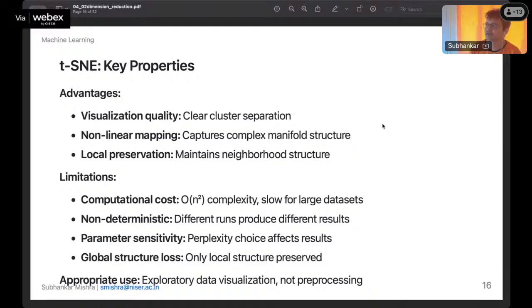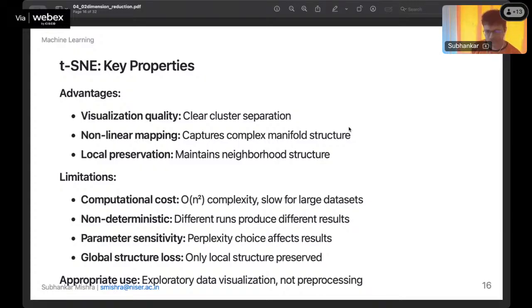It is non-deterministic, so different runs can produce different results. It has parameter sensitivity: we have some parameters to choose that can affect results. And there is a loss of global structure, because it does not try to preserve the global structure. Anything far away gets a very small value. If you have seen a t distribution, something that is 1,000 away and something that is 100 away, the difference between them will be very small. That is how the global structure is lost. Nearby points, because they have high values, get retained.